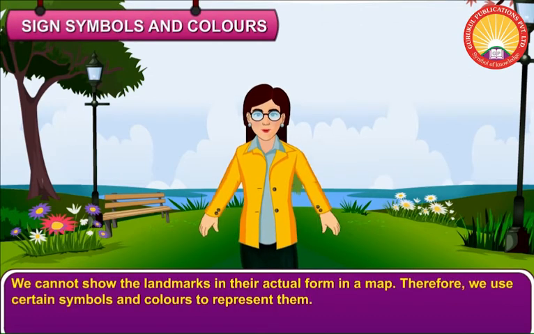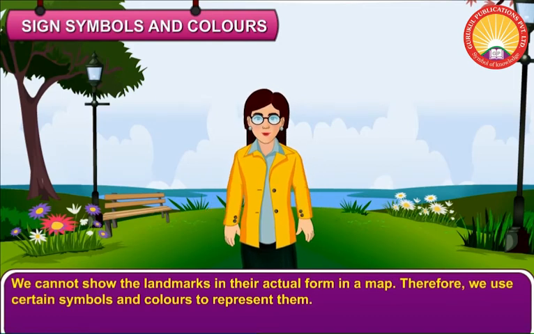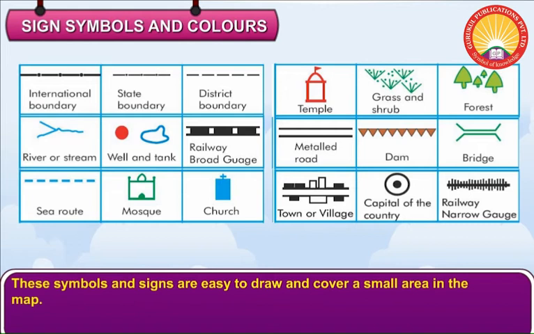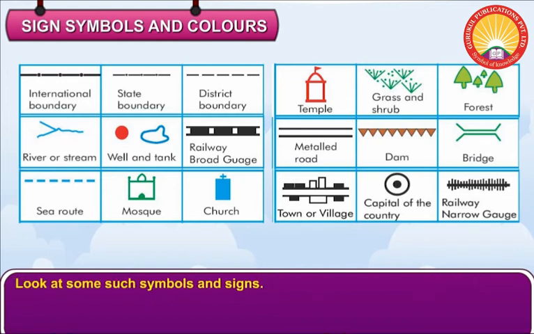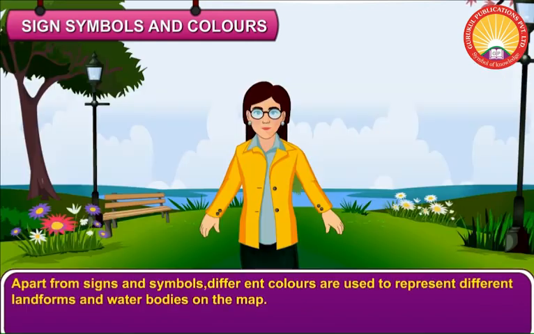Signs, symbols, and colors. We cannot show the landmarks in their actual form on a map. Therefore, we use certain symbols and colors to represent them. These symbols and signs are easy to draw and cover a small area in the map. Look at some such symbols and signs.